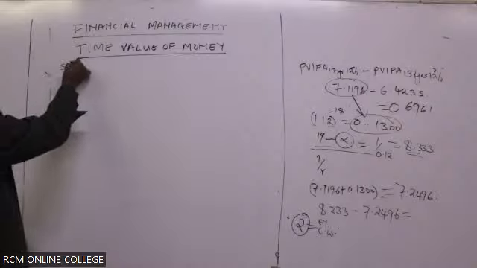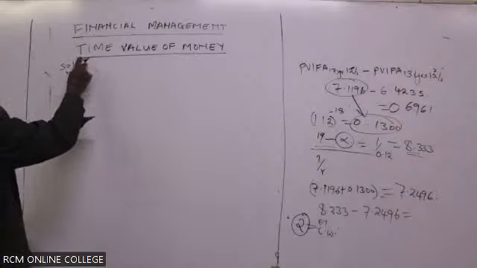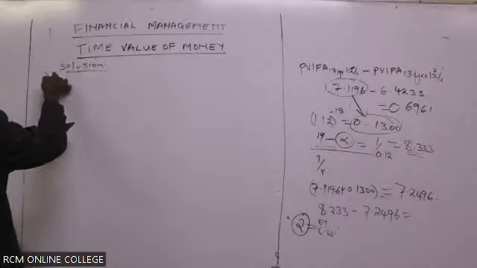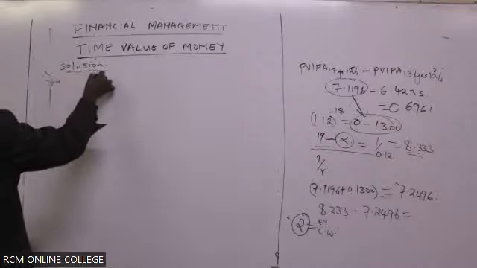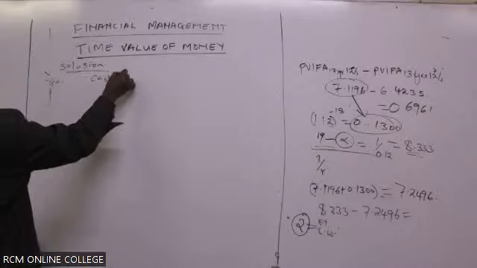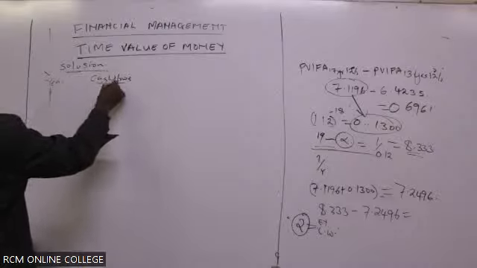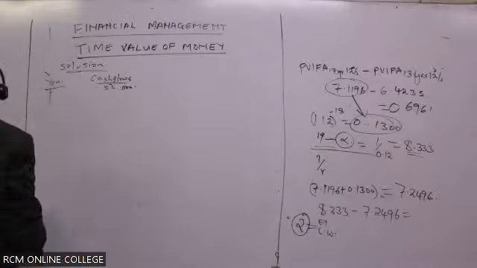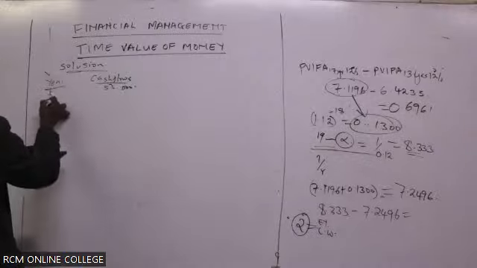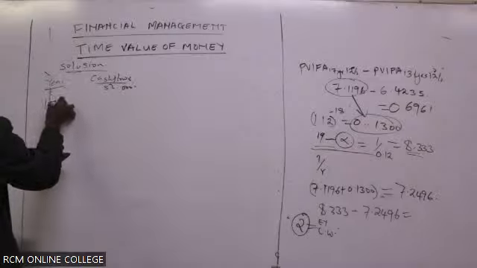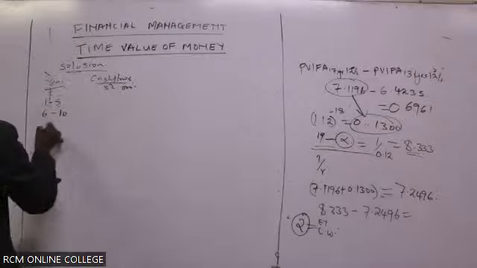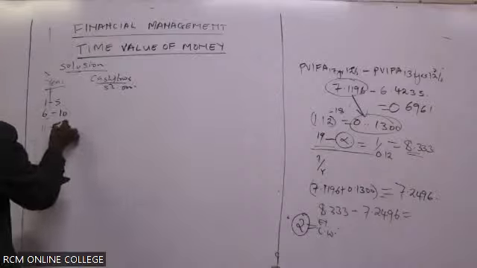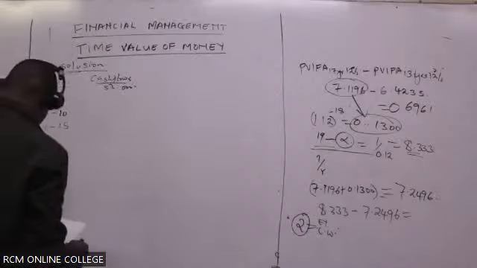Solution. Having here the cash flow, and the shillings are in 1,000. So here we are having years 1 to 5, 6 to 10, 11 to 15, and the cash flows are 5,000, 9,000 and 4,000.